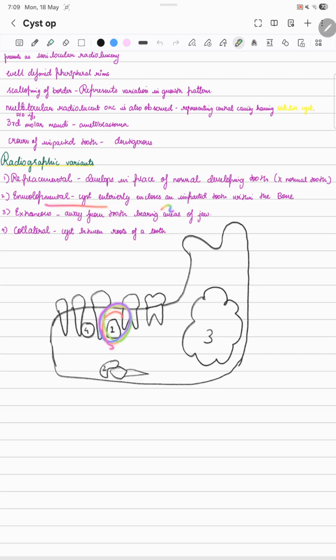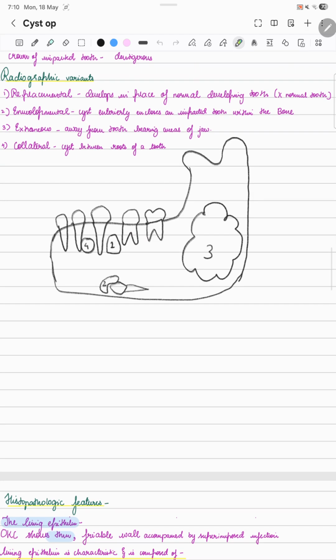Then the envelopmental cyst entirely encloses the tooth within the bone. The extraneous cyst is away from the tooth bearing areas. The collateral cyst is between the roots of two teeth.